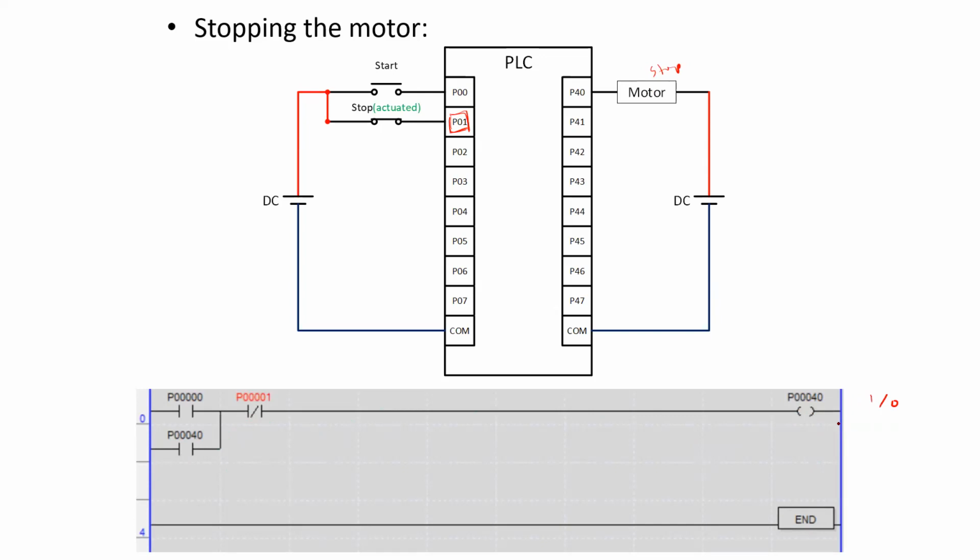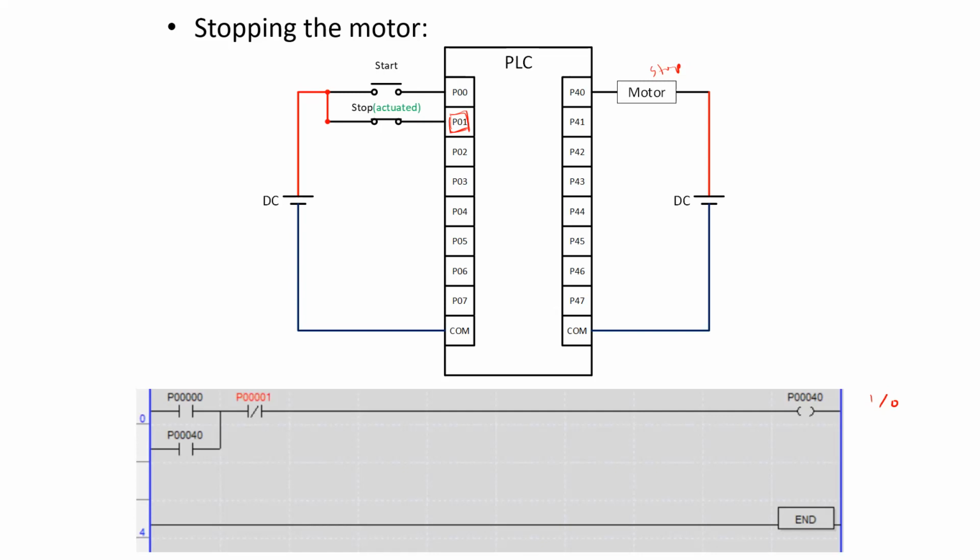When the stop button is released again, the whole thing would in a sense be reset, and upon pressing the start button again, the motor can be running again.